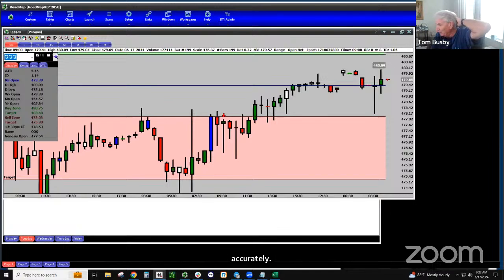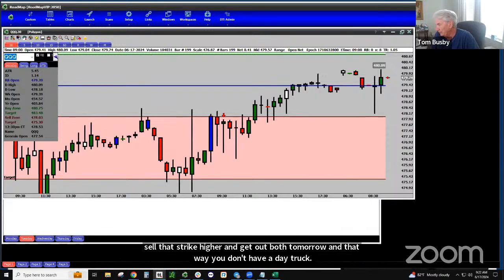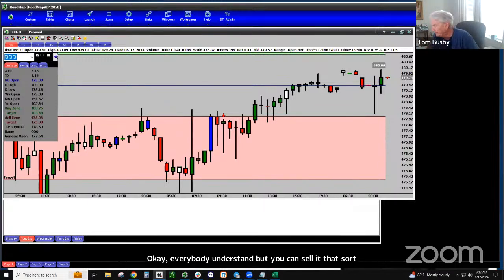Step 1, we buy it, we'll sell it 20% higher. So in general terms, we pay $1, we'll sell it at $1.20. If we get in at 90 cents, we can sell it a lot less to make 20%. Now, if we can't day trade, what are we going to do? We'll sell that strike higher and get out both tomorrow, and that way you don't have a day trade. Okay, everybody understand? But you can sell it. That sort of freezes your account until tomorrow. Okay, so this is how to day trade the QQQ.